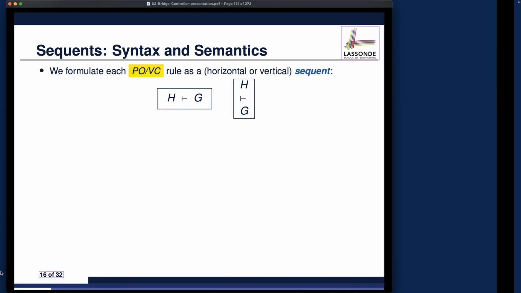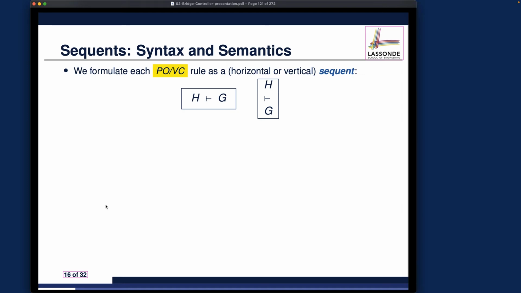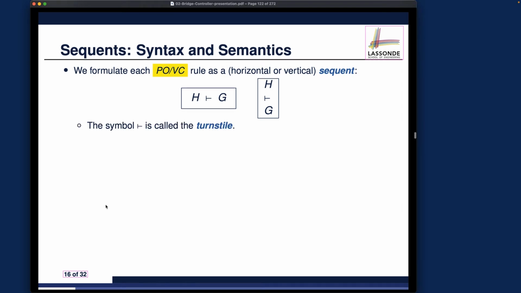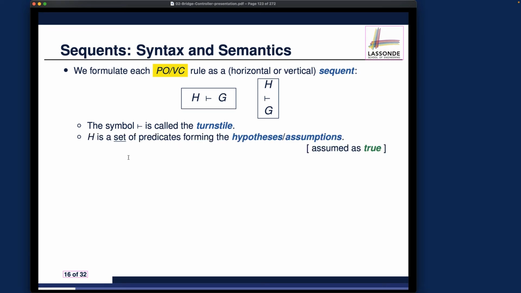Let's now go back and do some anatomy of the syntax over here. So the symbol is called the turnstile, and H over here on the left or on the top is the so-called hypothesis or assumptions.